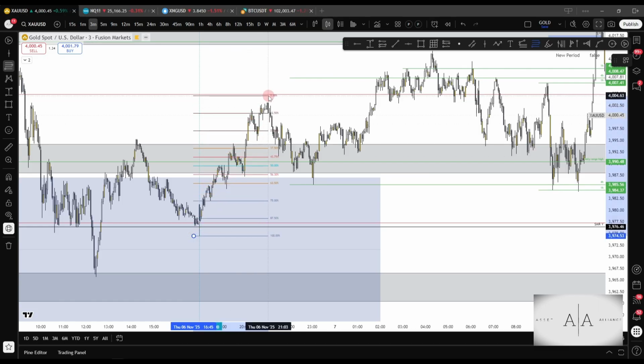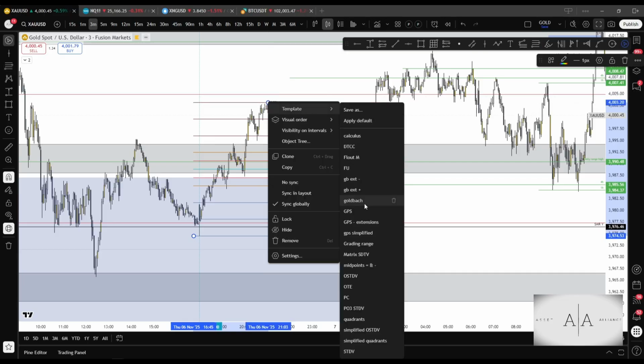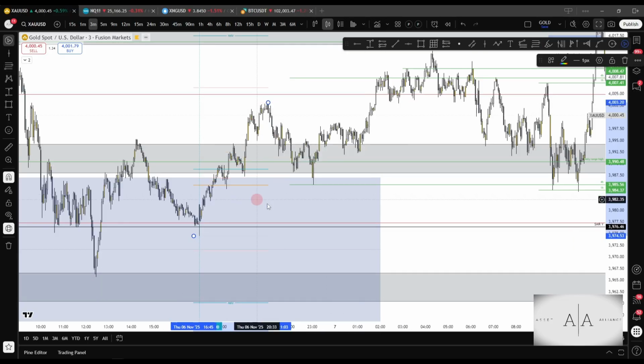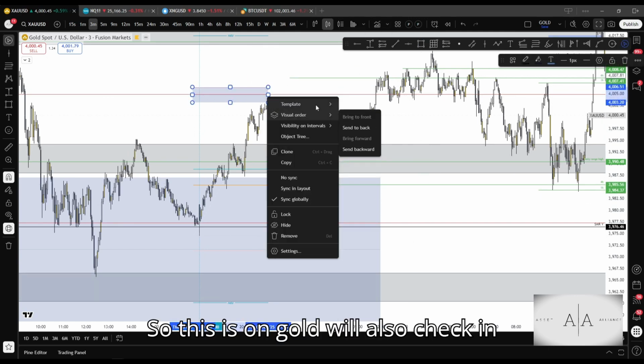$16.45. 21.02. Up. Mark it out. So this is on gold. We'll also check NQ after that.